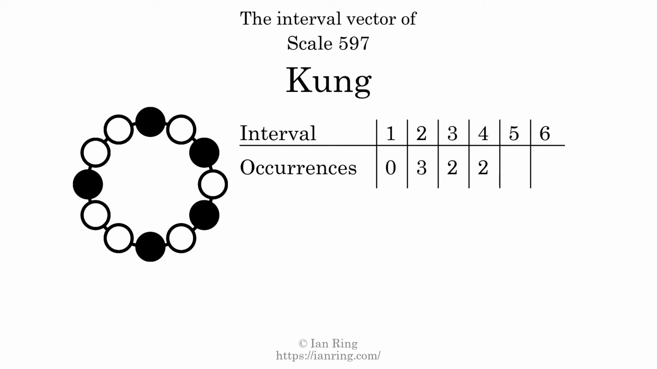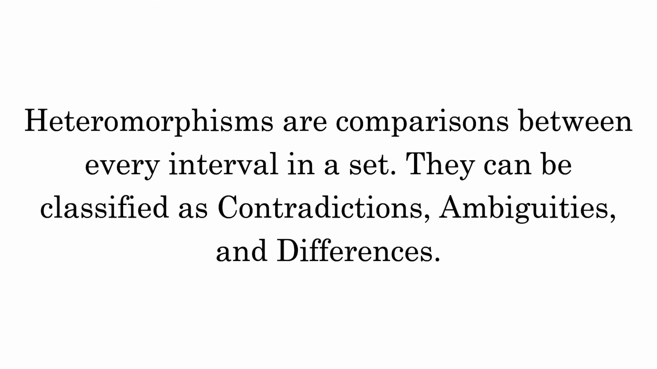There are 2 intervals with the size of 4 semitones. They are here, and here. There are 2 intervals with the size of 5 semitones. They are here, and here. There is 1 interval with a size of 6 semitones. It is here. Each interval does not appear in this scale a unique number of times, so this is not a deep scale. Heteromorphisms are comparisons between every interval in a set.